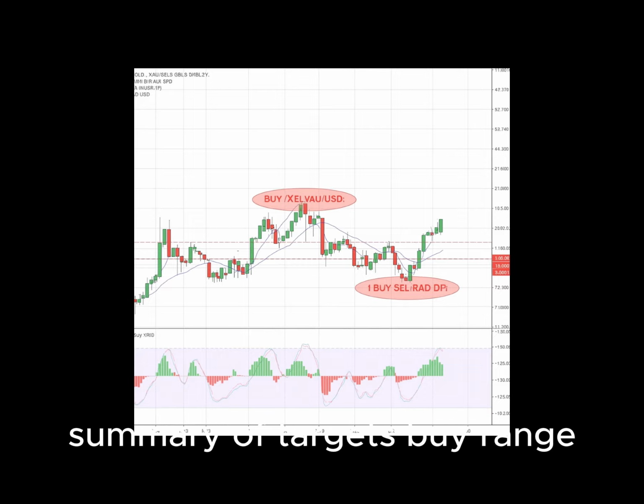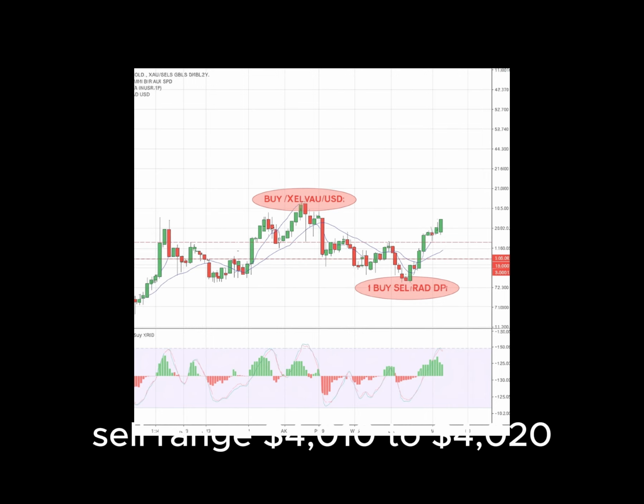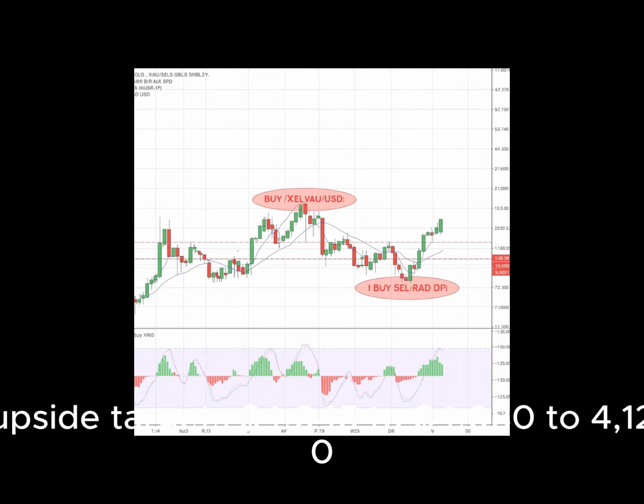Summary of targets. Buy range, $3,985 to $3,990. Sell range, $4,010 to $4,020. Upside targets, $4,045 to $4,080 to $4,120. Downside targets, $3,960, $3,940 to $3,910.